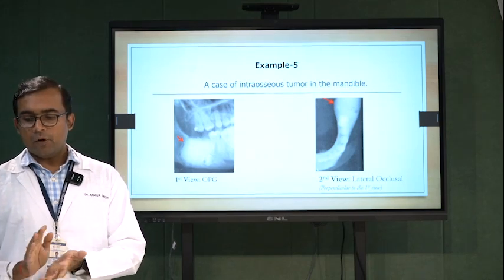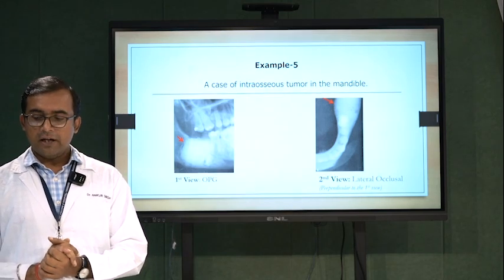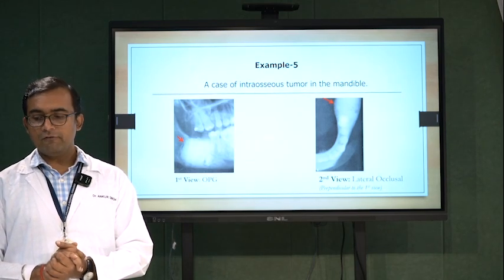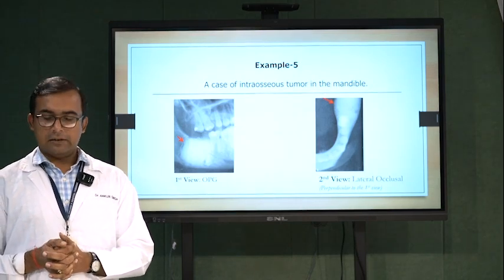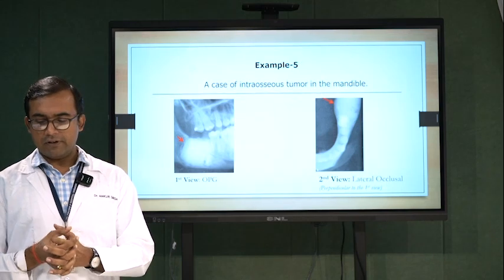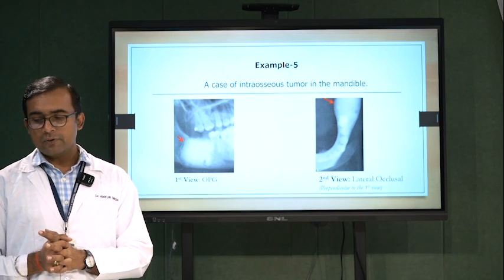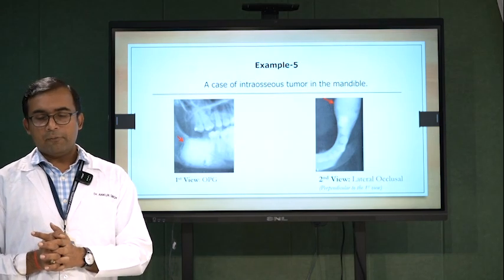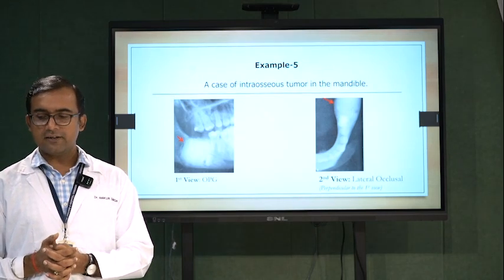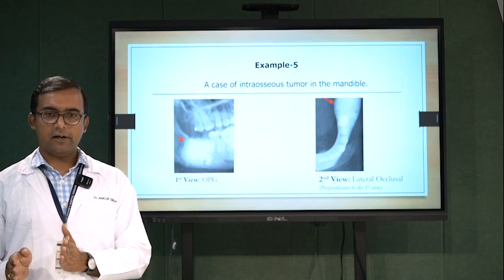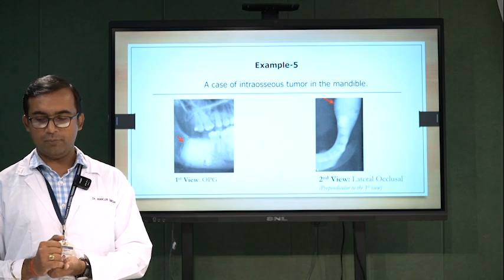So first is an OPG, a cropped view of OPG showing one impacted tooth, and pericoronal to that is a cotton wool appearance, a dense opacity, surrounded by one thin translucent capsule-like appearance. So it's an intraosseous tumor. Well, I'm not going to tell the name because the topic is not about the name of the pathology. It is about the technique we will be following to extract or to resect the tooth or the tumor.